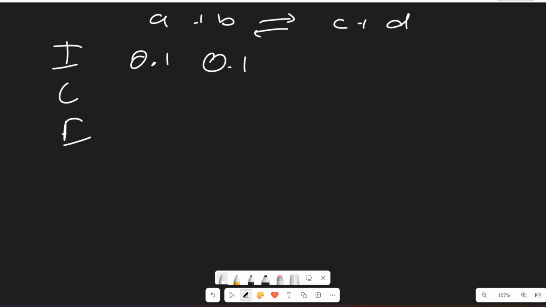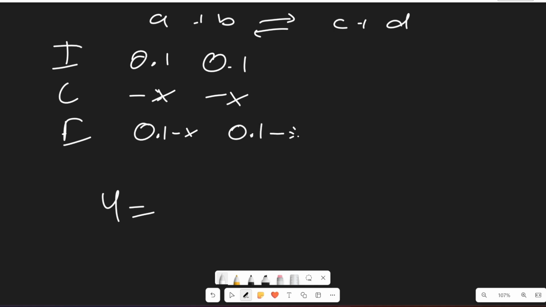Essentially how we would calculate the K value for this example is, they would give you a K value. Let's say they give you a K value of like 4. So this is just an example. I don't know if this is actually going to work out, but essentially you do minus x here, minus x here, and then minus x here. So then our equilibrium would be 0.1 minus x for both of these.